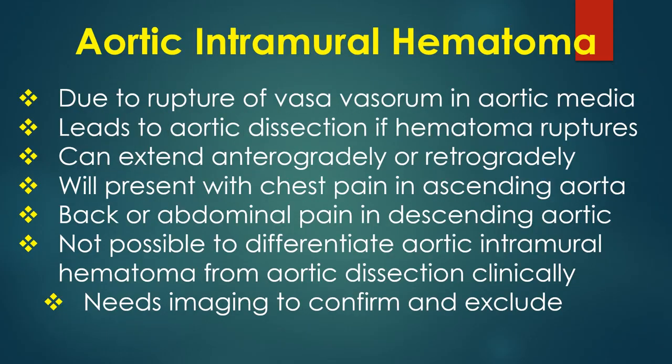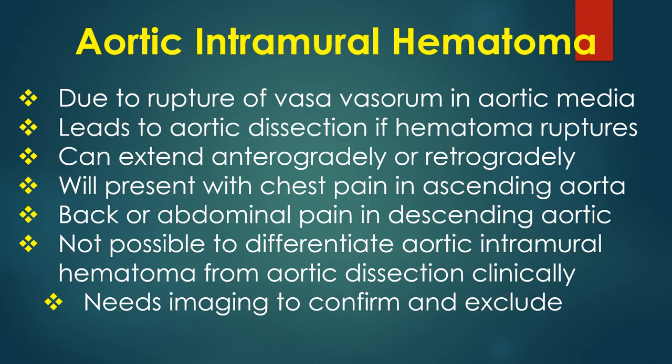Aortic intramural hematoma is usually the result of rupture of a vasa vasorum in the aortic media. It can lead on to dissection if the hematoma ruptures. Just like an aortic dissection, hematoma can also extend along the length of the aorta, either anterogradely or retrogradely.